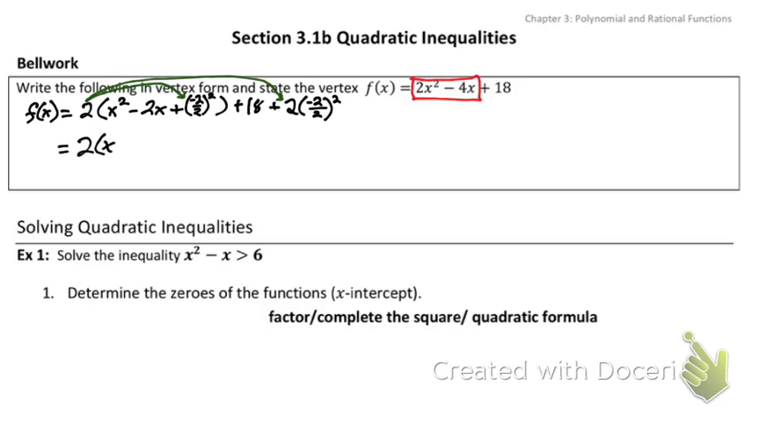So we're going to bring down the x, and we'll bring down that negative 2 over 2, which is negative 1. Leave the square on the outside. This right here, negative 2 over 2 is a negative 1. Negative 1 squared is a positive 1. So this is just 2. This is 18.